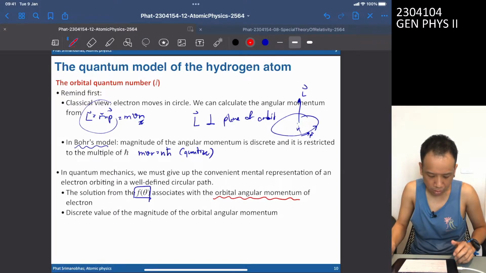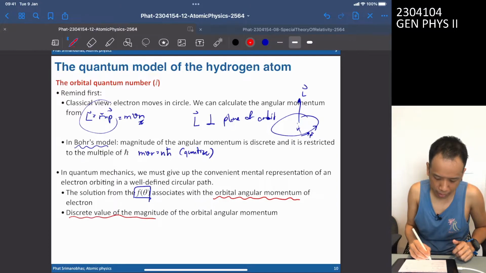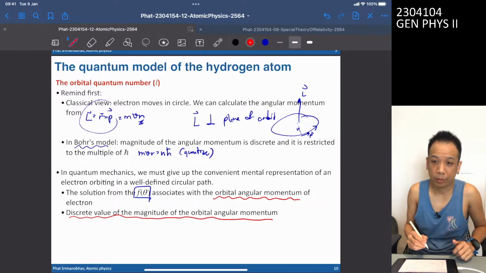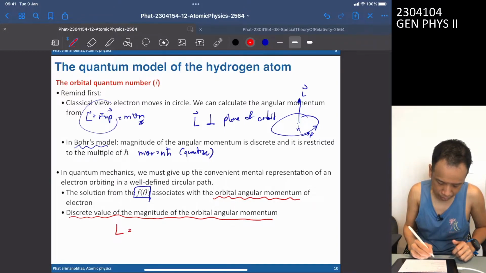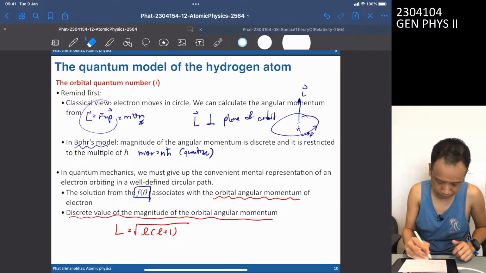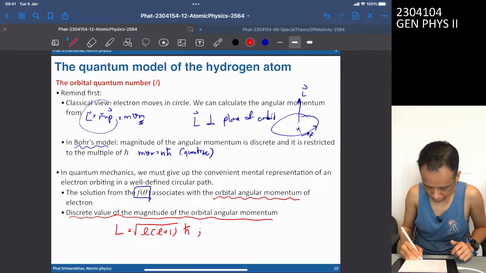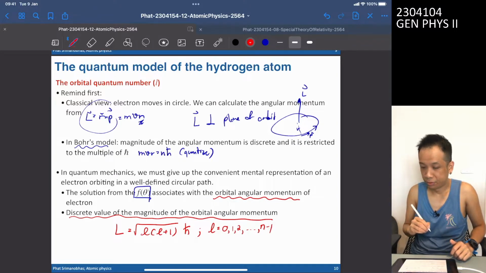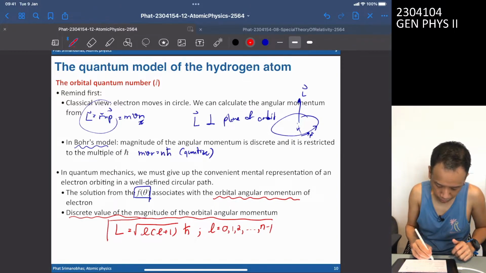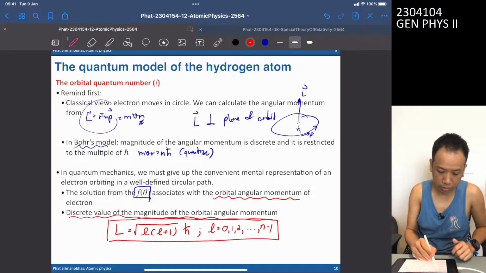It's the same as Bohr. So you have discrete values of the magnitude of the angular momentum. Basically L equals the square root of l times l plus 1, times h bar, where l equals 0, 1, 2, and so on until n minus 1. So this is what you get for the orbital angular momentum magnitudes.